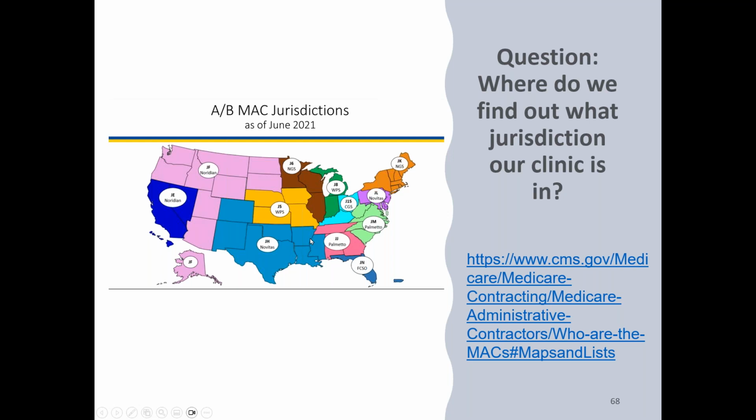There's like 15 different MACs in the country. Palmetto is the one that we typically deal with because we're located in Tennessee, but you should have a MAC for your particular area unless you're out of jurisdiction.